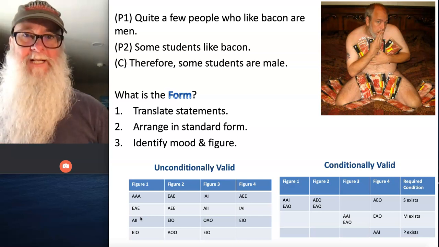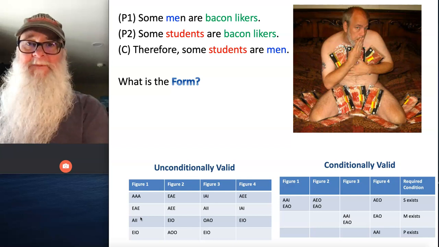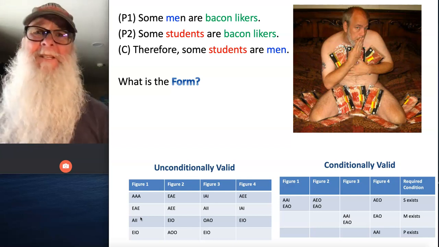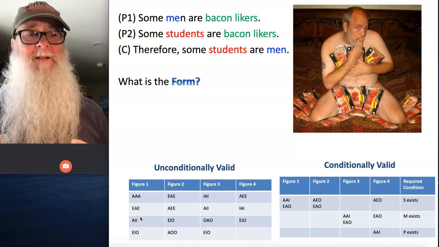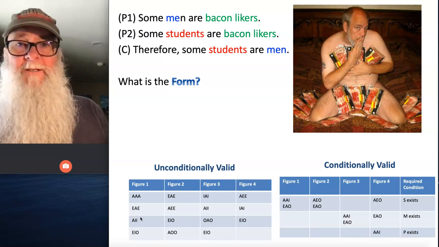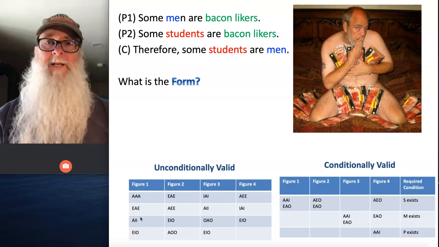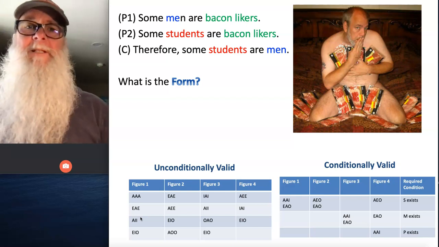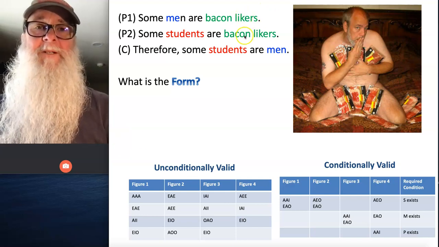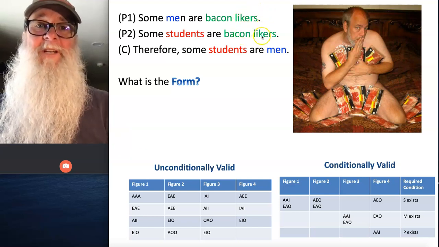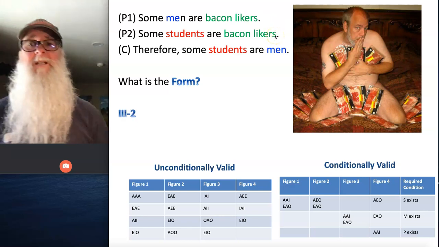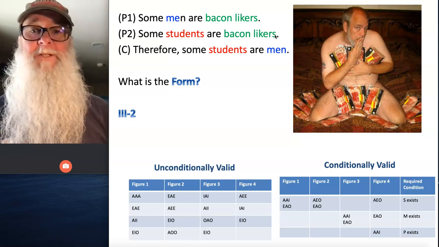All right, let's see what you got. I came up with this. Premise number 1, some men are bacon likers, or maybe you had people who like bacon. Anything along those lines. It just needs to be a countable noun or noun phrase in your predicate term. Premise number 2, some students are bacon likers. Therefore, some students are men. Okay? So we've got here an I premise, and an I conclusion, and we can see that our middle term, bacon likers, is over here at the end. It's in the predicate position of both premise statements. That tells us this argument is I, and figure 2.